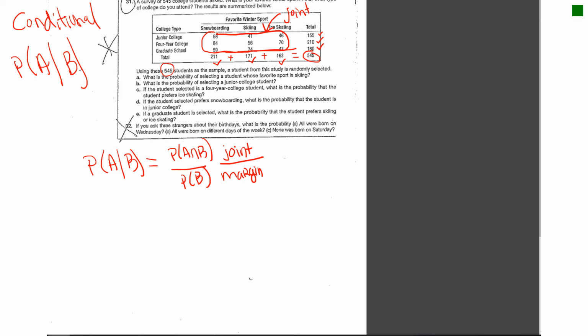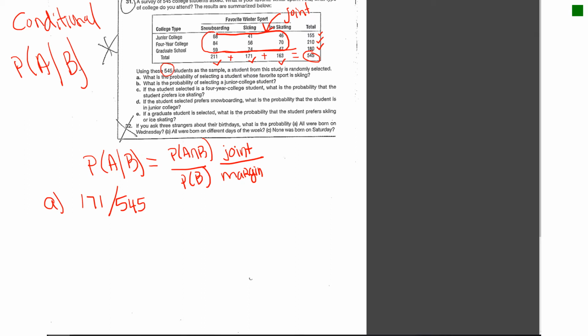As you look at how to answer part A, it says, what is the probability of selecting a student whose favorite sport is skiing? Well, that's not a conditional probability. That's simply a margin. If I look at this table, I know that's going to be 171, because that's my margin, out of 545. You can do the math later, but to get that answer, you just take 171 and divide by 545, and that would be your probability. Very simple. They're not asking for a condition. That's a margin type of question. All right.